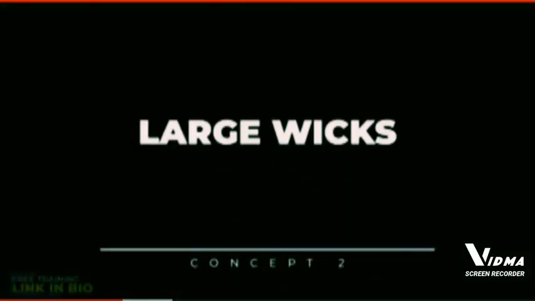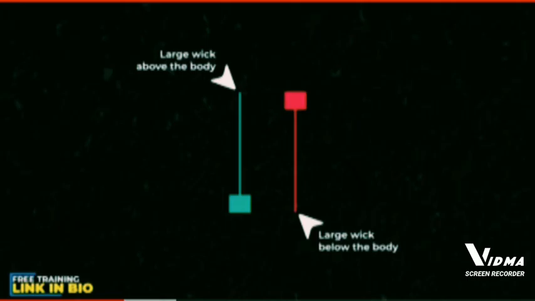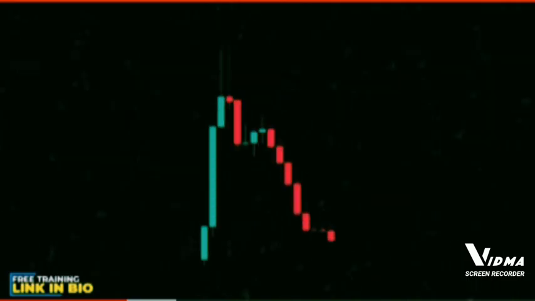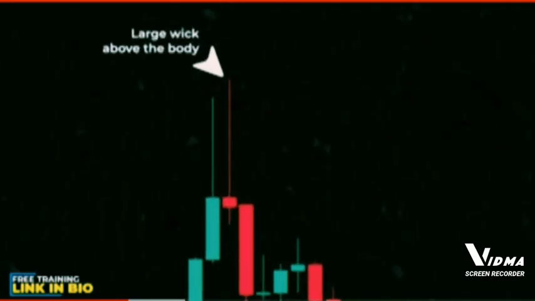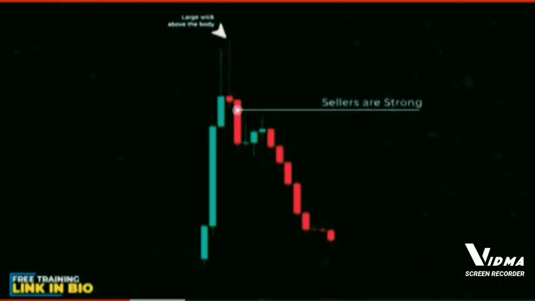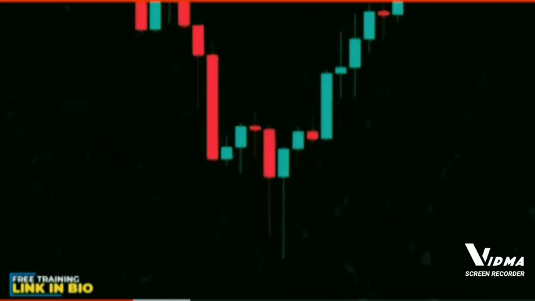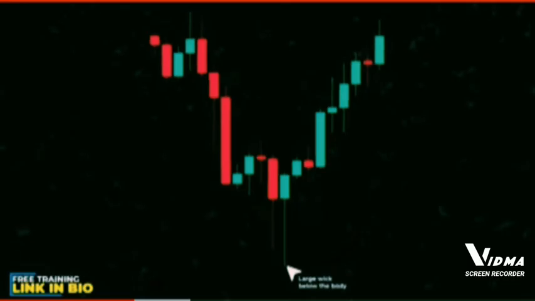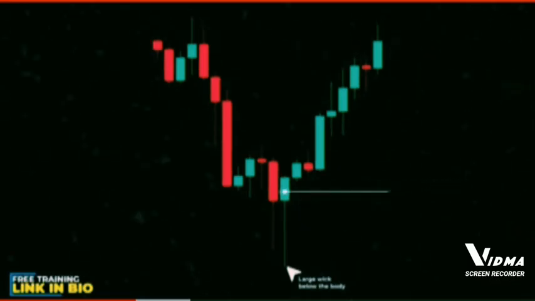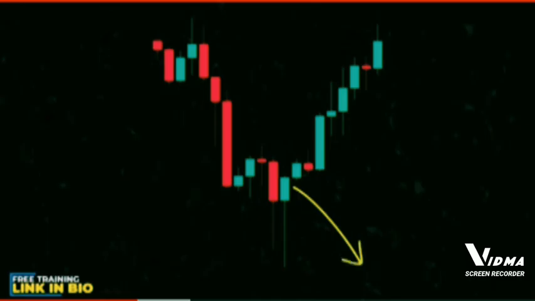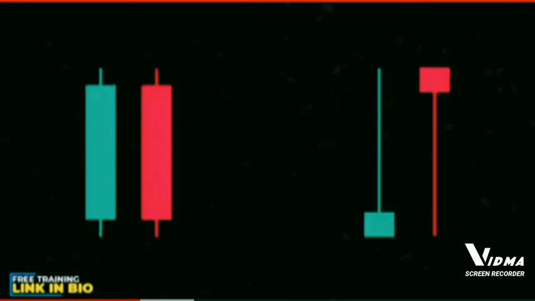Concept 2. Large wicks. Whenever we spot a large wick above or below the body, it gives us a strong clue about the price action. If we spot a large wick above the body, it shows us that the sellers are strongly selling on these levels. For the price to move higher, the buyers will need a lot of effort. Similarly, if we spot a large wick below the body, it shows us that the buyers are strongly buying at these lower levels. If the sellers want to move the price lower, they must overcome these buyers. So the concepts of body and wicks are essential moving forward. Keep them in mind as we begin to understand some basic candlestick patterns.